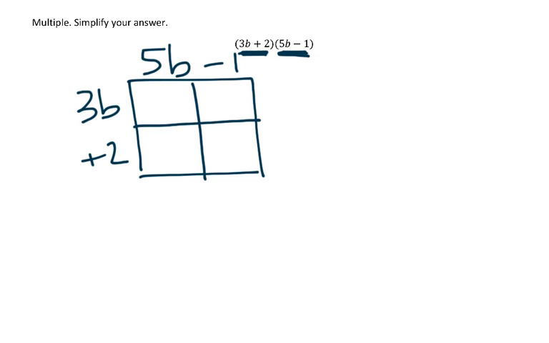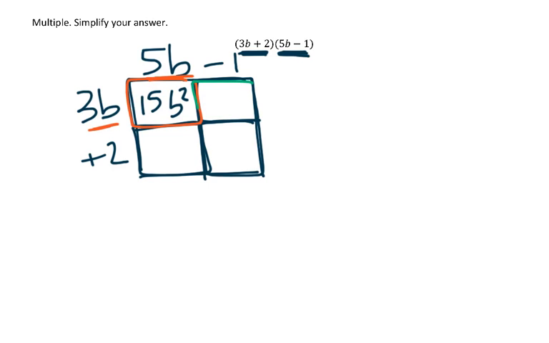And now what you're going to do is find the area of each of these little boxes that you see here. Okay, so notice there are 4 little boxes here, and we're going to find the area of each one. So if I'm looking at this first box here, I'm going to find the area of that, I'm going to multiply 3b times 5b. So 3b times 5b gives me 15b squared.